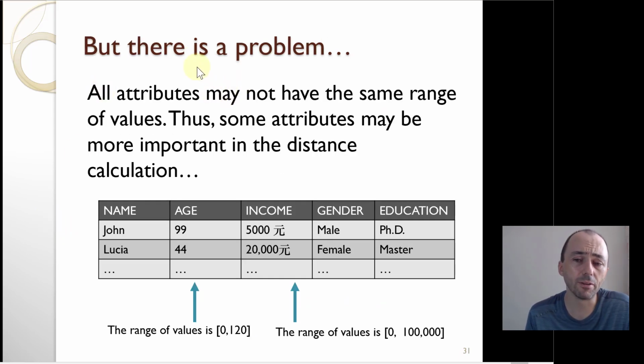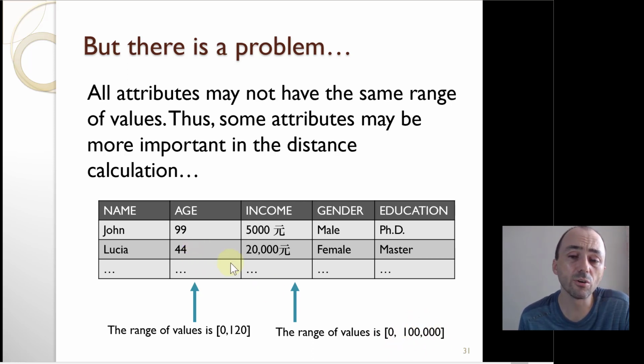But there's a problem about this, okay? In the real data, all the attributes may not have the same range of values. For example, here I have some data about some customers, maybe, okay? I have the age. You know the age usually is between, let's say, 0 to 120, okay? And we have another attribute, the income. The range of value for the income is much bigger. It is maybe 0 to 100,000, or it could be more. Okay, so here I use 100,000 in my example.